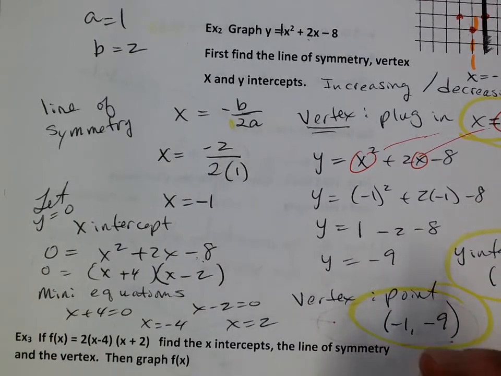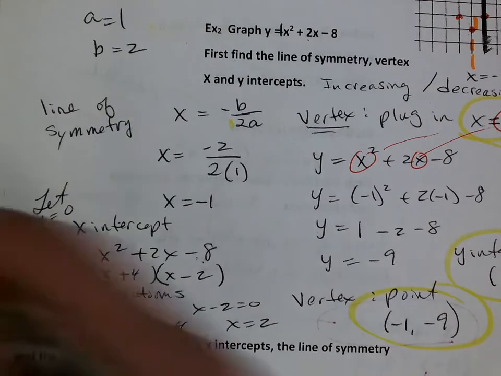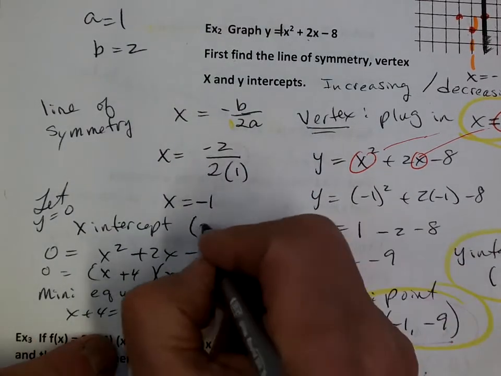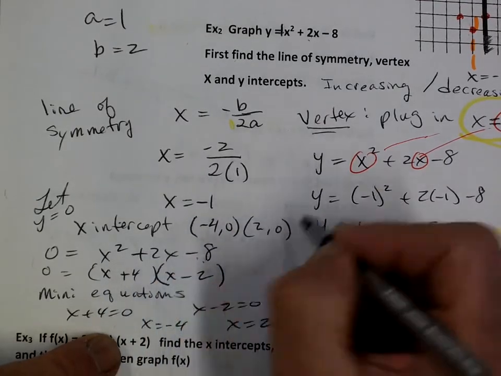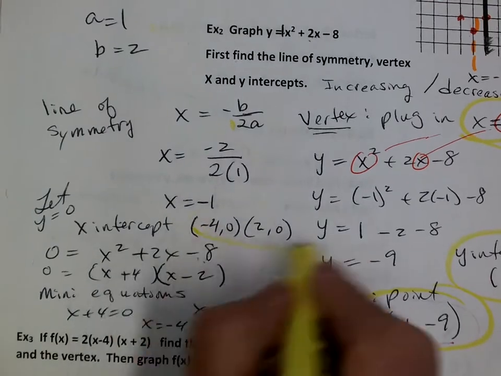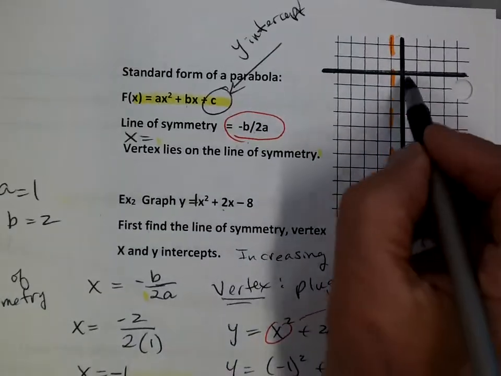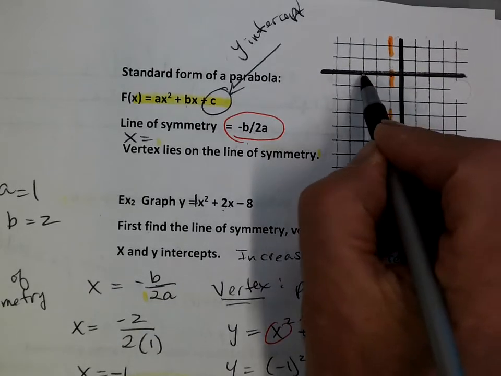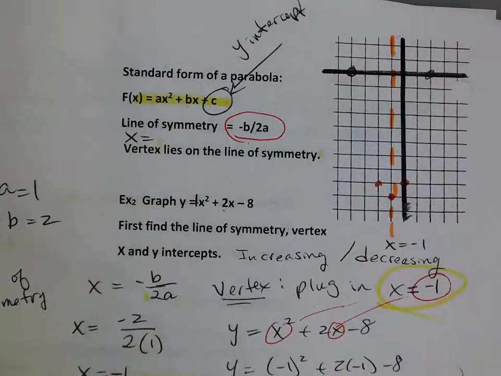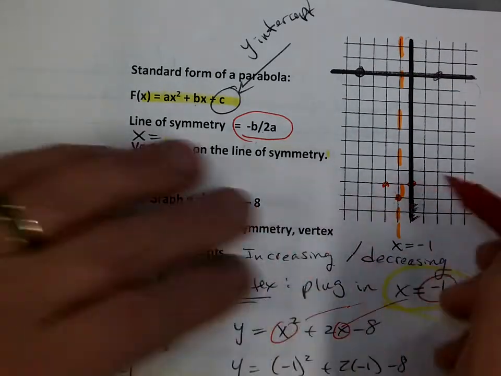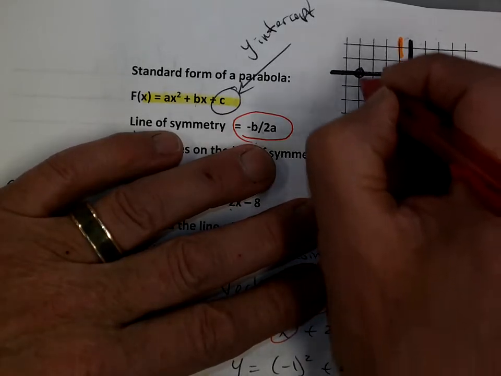Okay, so then my x-intercepts, I have those. Circle this. They're at negative 4, 0, and 2, 0. Okay, and I'm going to circle that because that's part of my answer. So I'm going to go ahead and take those back to my graph. 1, 2, 3, 4, and 1, 2. And now I can graph my graph, okay? How's that?